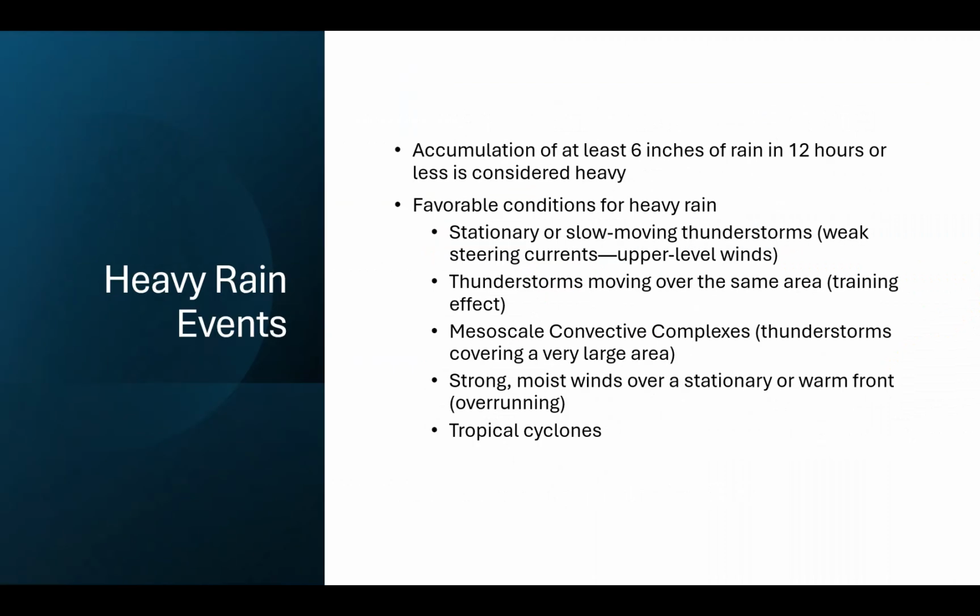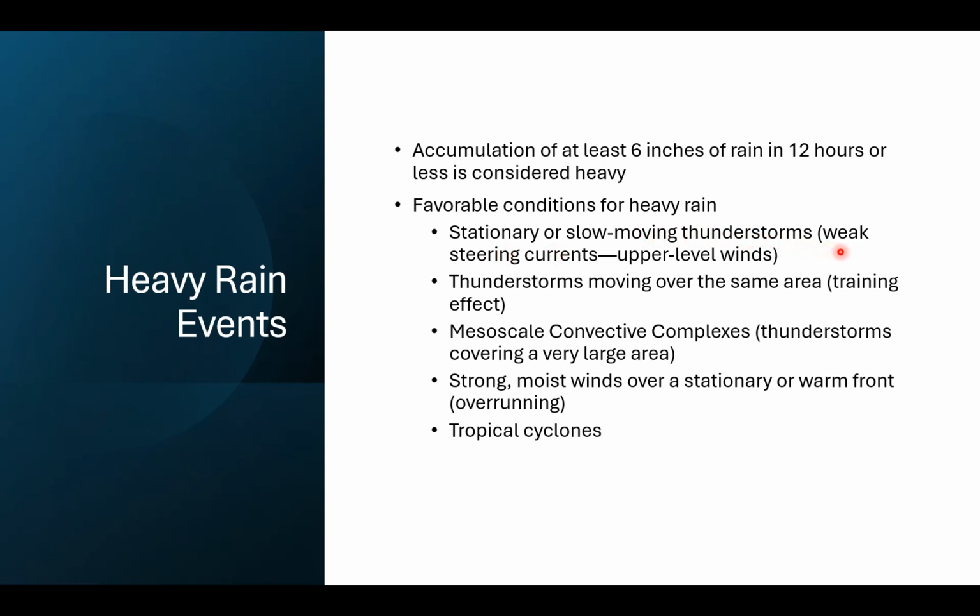So now that we've gone through the downslope windstorm events, let's talk about heavy rain events. This affects many of us living in the United States as well as Europe, anywhere in the mid latitudes really. When we have heavy rain, what is the criteria for heavy rain? What does the National Weather Service use for criteria? Generally, this is what we get. It's an accumulation of at least 6 inches of rain in just 12 hours or less time. That's considered heavy rain.